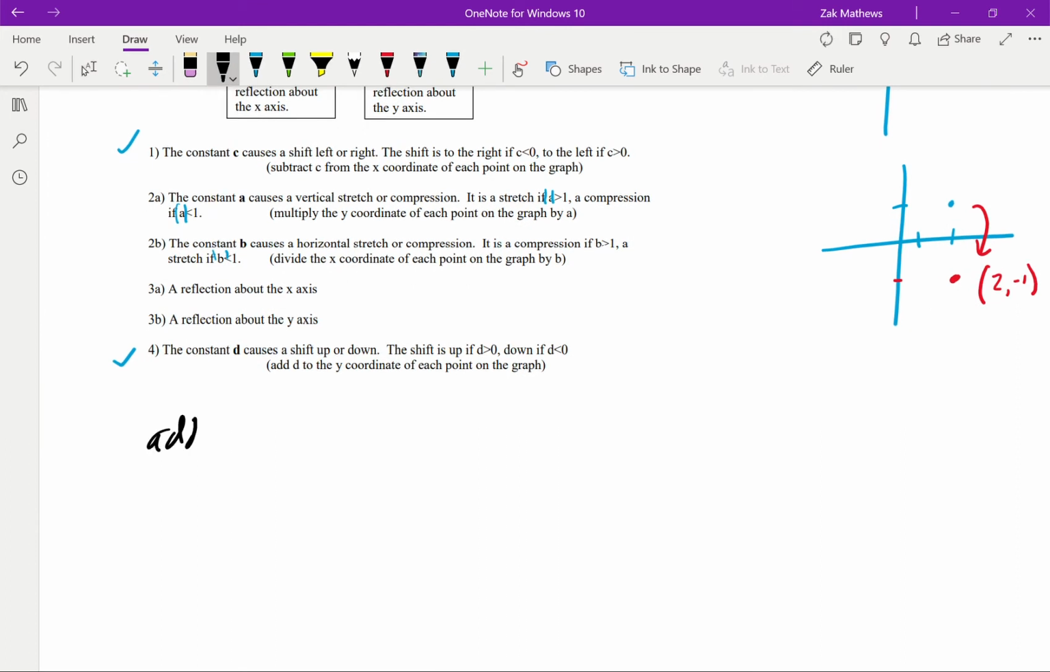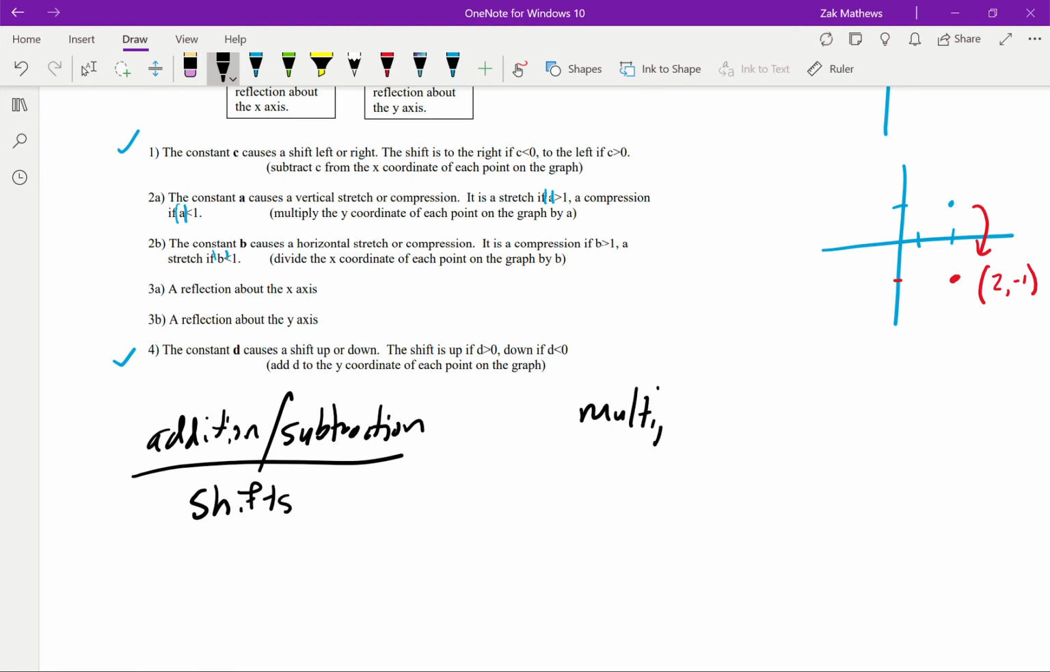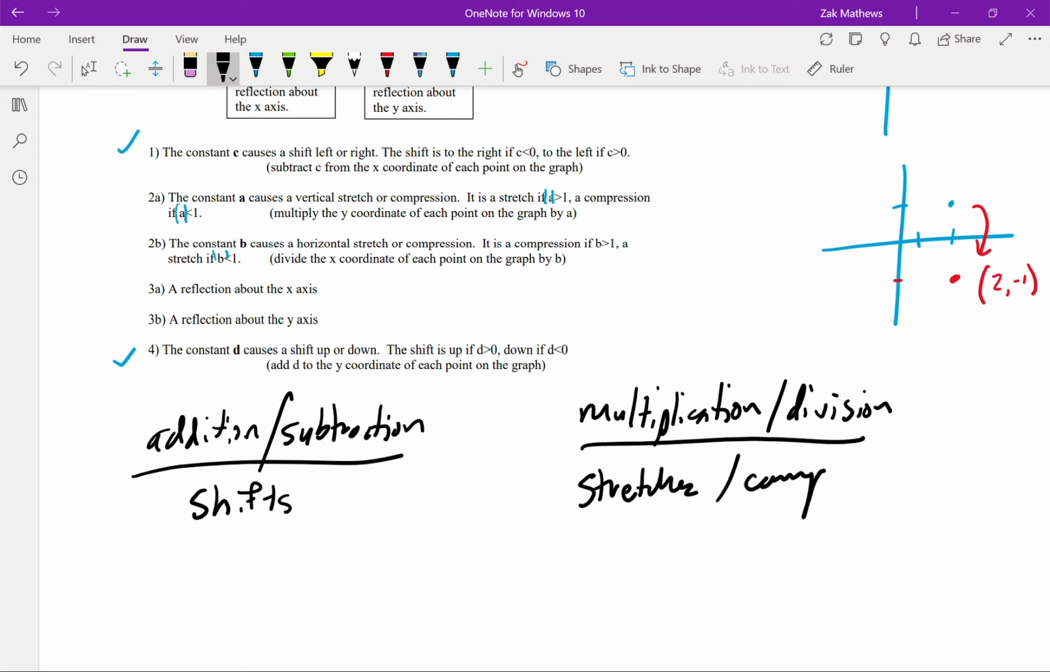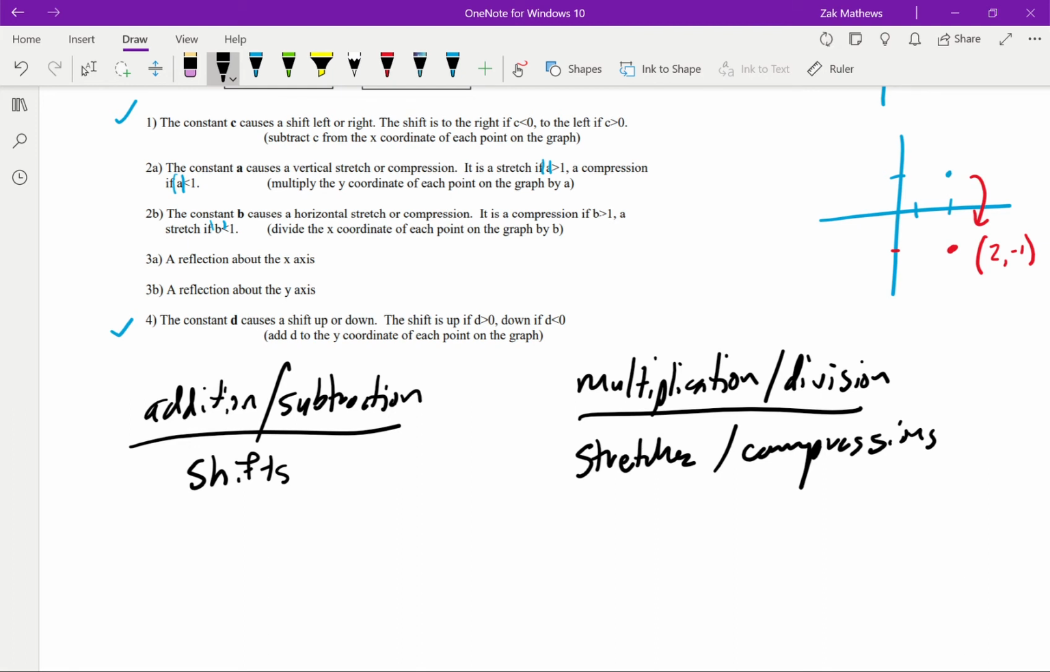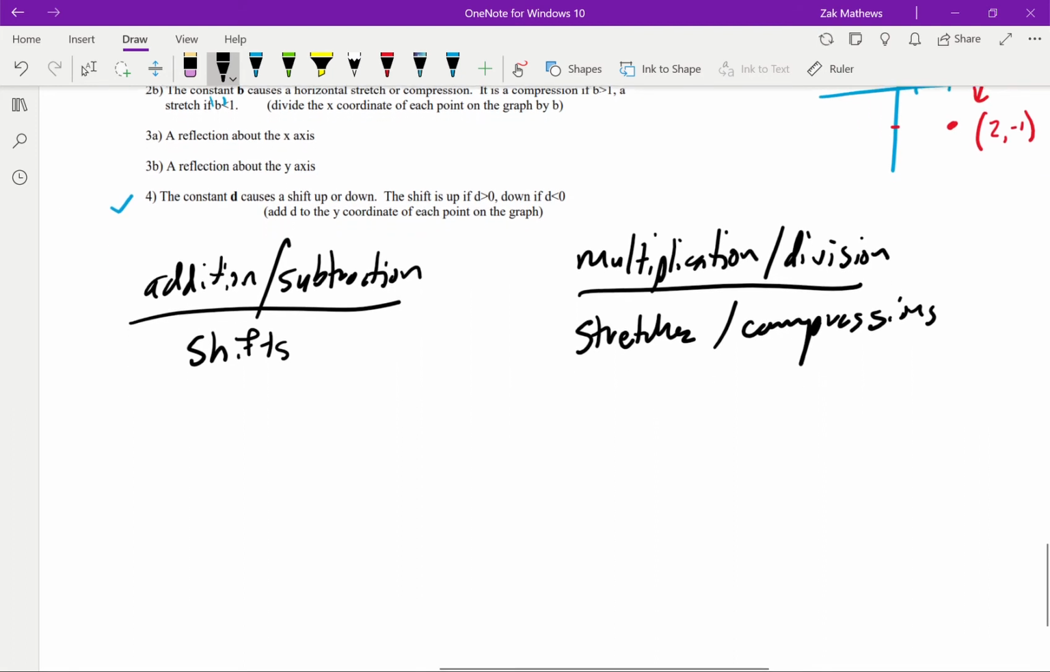see addition or subtraction, those are our shifts. If we see multiplication or division, because remember all division is multiplication by the reciprocal, those are stretches / compressions. Shifts can go left or right. Stretch compressions affect the horizontal and the vertical as well. If we have things occurring inside the parent function, if we're doing it to the x, x's are always backwards.